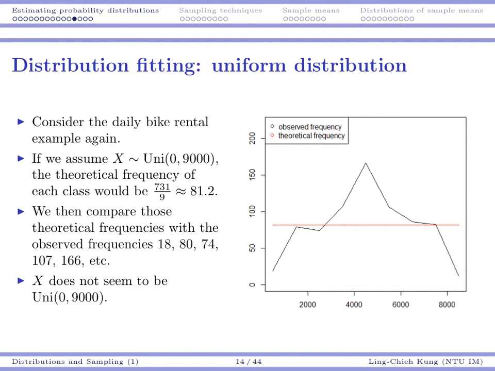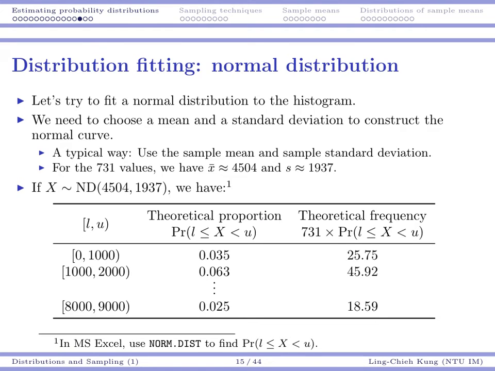So we do see two curves here. And our conclusion would be natural. We will not say that the two distributions are close to each other. X does not seem to be uniform. On the other hand, let's try a normal distribution. Actually, this makes much more sense because the histogram just suggests that.